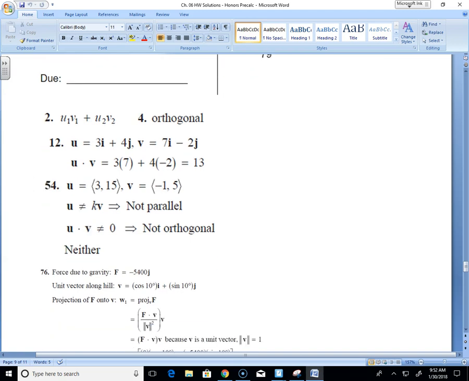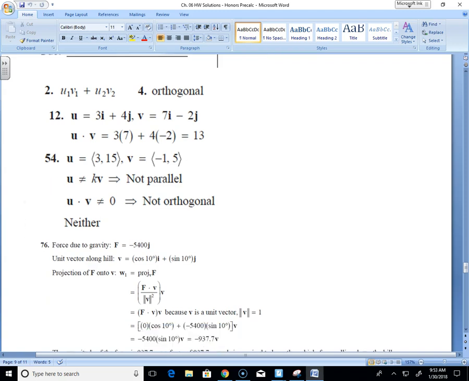Number 12. How many of you rewrote those inside carets to be able to do it? That's it? Like 3 or 4? Okay. Some of you just took the i's and j's and said 21 minus 8, but I was curious, because for some it is easier to write the side carets and see the numbers. Anyway, final dot product 13.